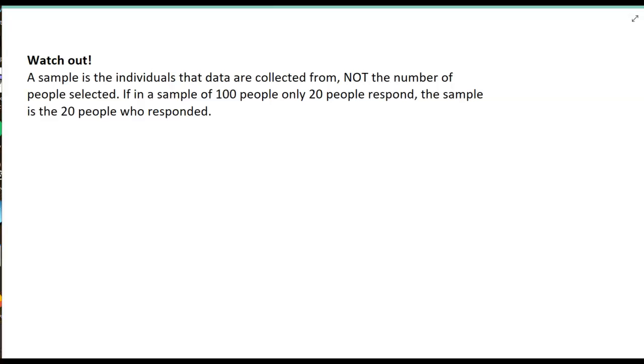Okay, here's an easy mistake to make. A sample is the individuals that data are collected from, not the number of people selected. So let's say you wanted to survey all voters in Nashville, Tennessee, and you decided to sample 100 people from that population, but you only got 20 people to respond to your survey. The sample is not the 100 people you wanted to talk to, it's the 20 people you actually talked to.